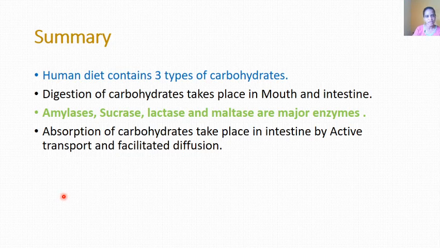So that ends our class. The summary of this lesson is: the human diet contains 3 types of carbohydrates, and digestion of carbohydrate takes place in the mouth and intestine. Amylase, sucrase, lactase and maltase are major enzymes of digestion, and absorption of carbohydrate takes place with the help of an active transport system and facilitated diffusion.